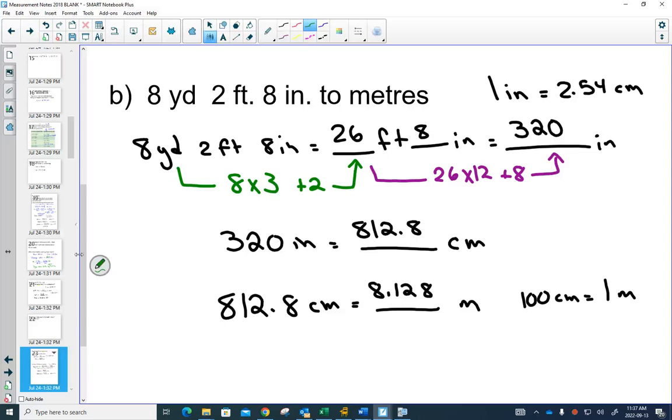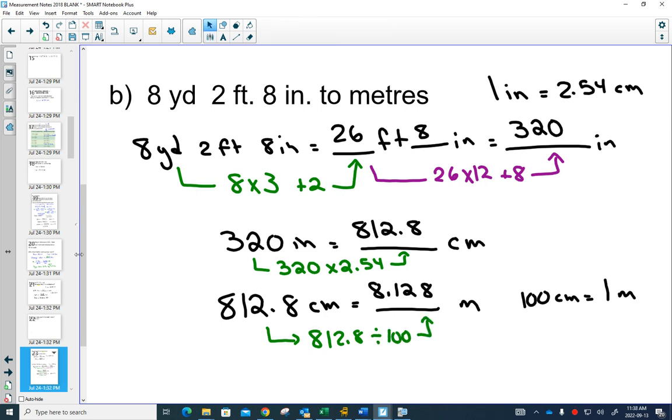Again, I'm going to show my work underneath here. I did 320 times 2.54 to get that. And here I did 812.8 divided by 100 to get that.